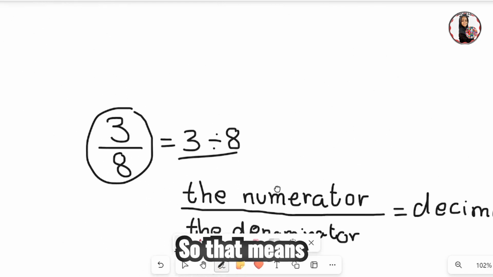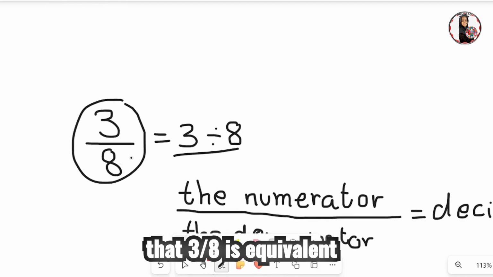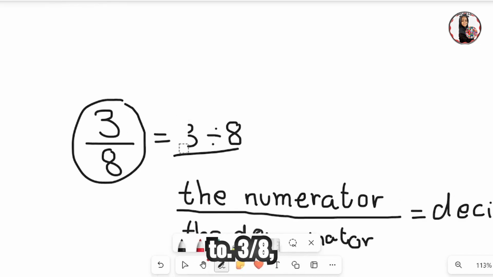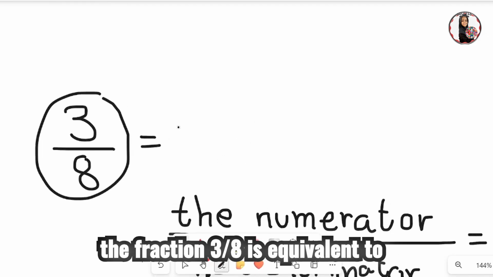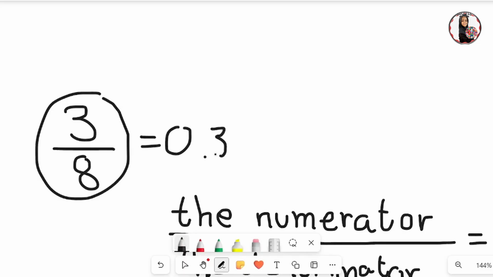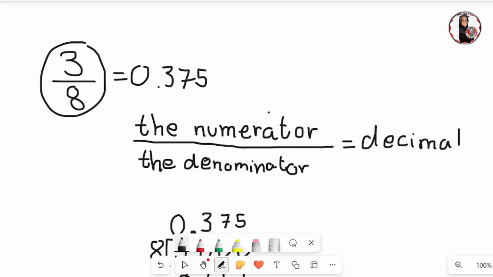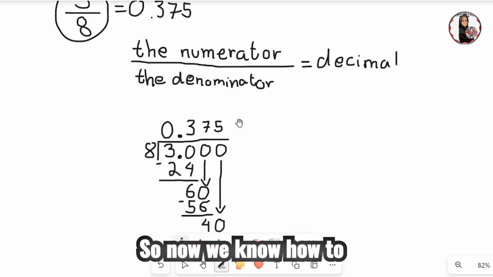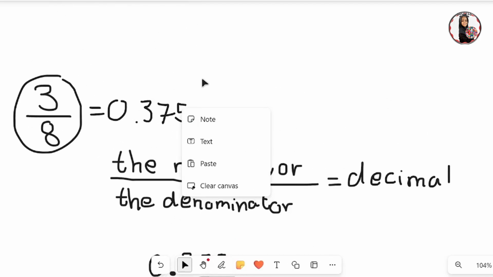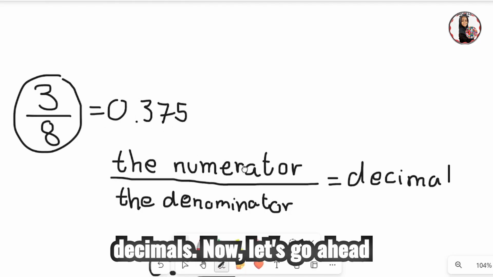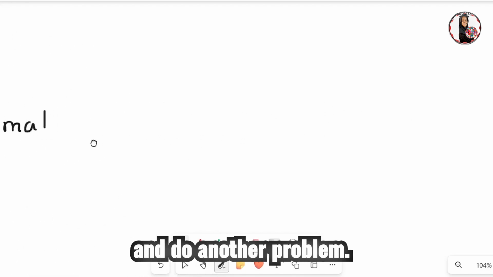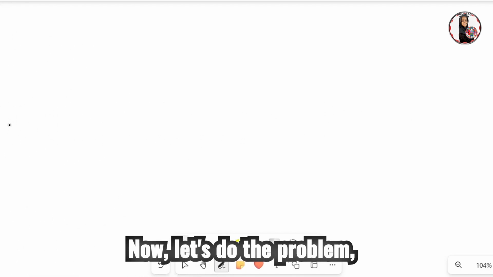So that means the fraction 3/8 is equivalent to 0.375. So now we know how to change fractions into decimals. Now, let's go ahead and do another problem.